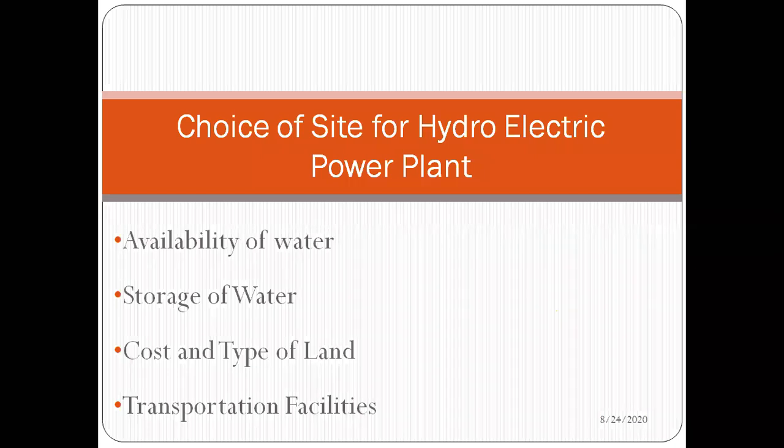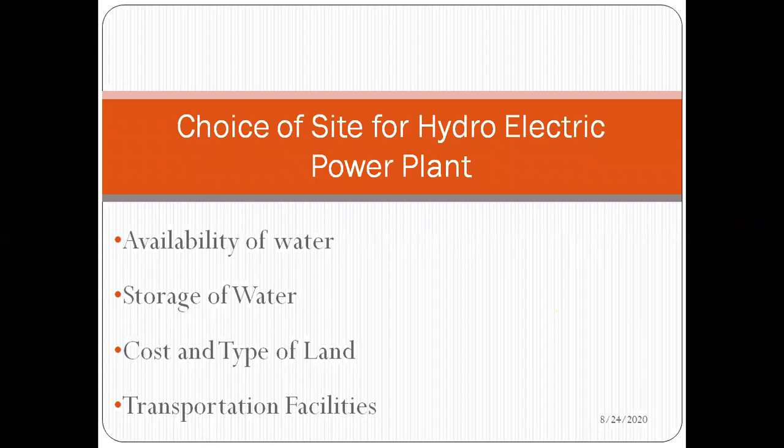So for any hydroelectric power plant which has to be installed, before installation, these are the four site specifications that should be kept in mind when selecting an area for installing a hydroelectric power plant.